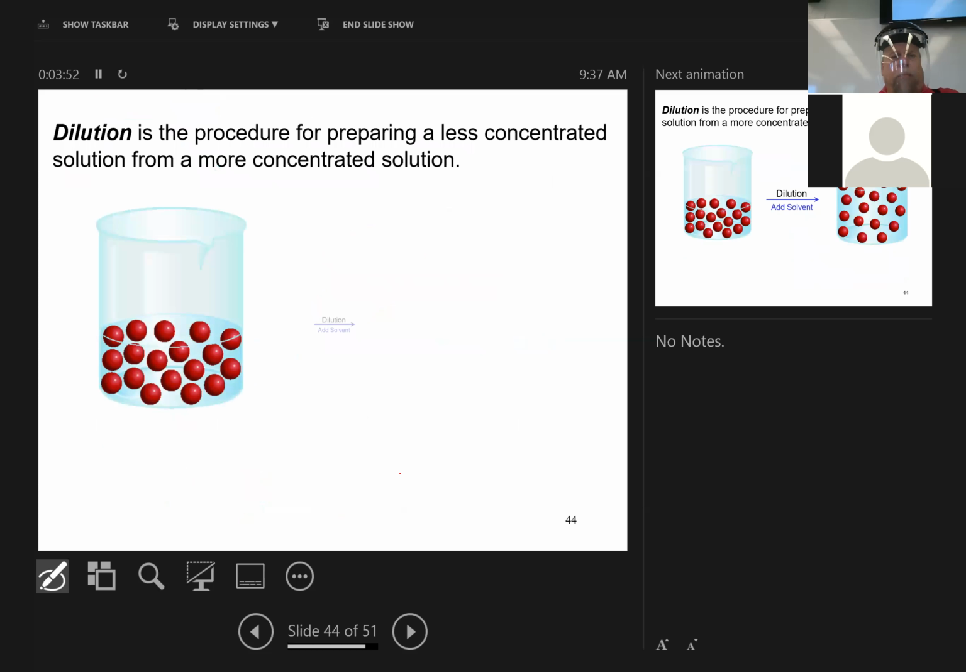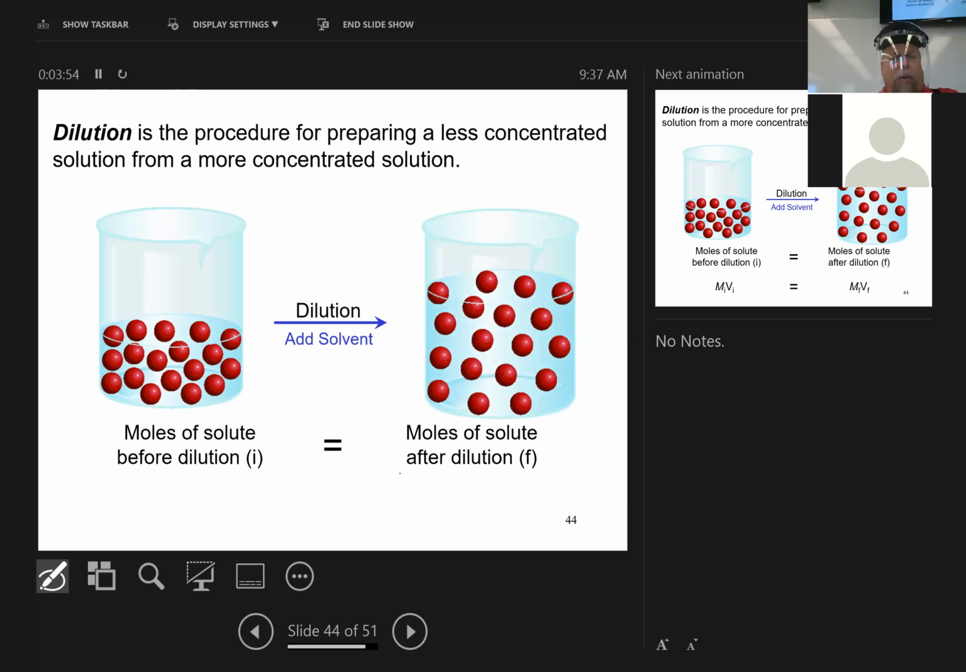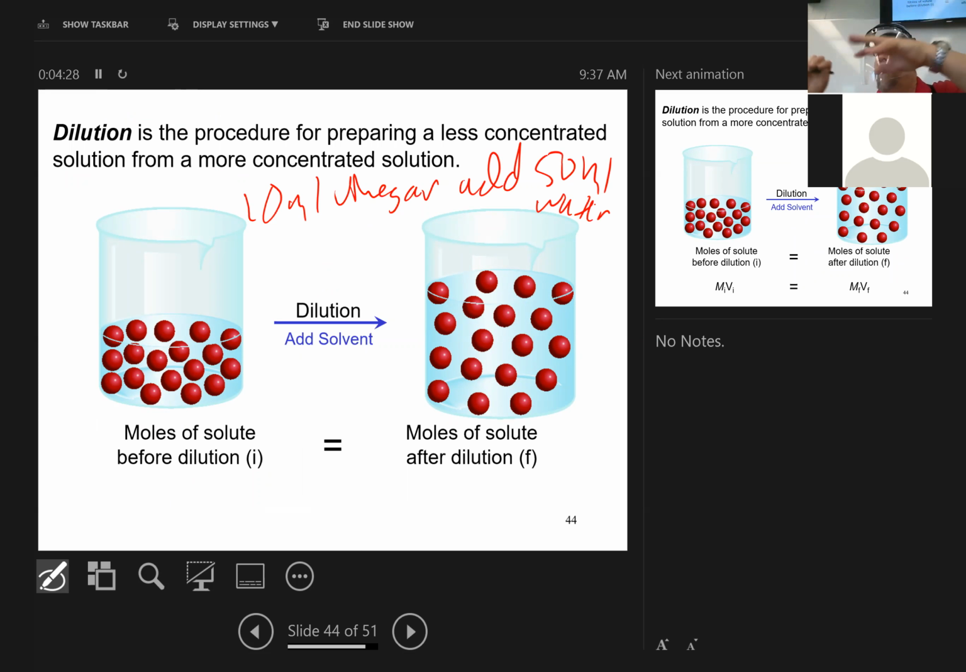Dilution is a process to make a less concentrated solution, and you have moles of solute before equals moles of solute after. The only thing you've done is add more liquid. That's essentially what you're going to do with the vinegar. You take 10 milliliters of vinegar, you add 50 milliliters of water to it. Does that change the amount of vinegar in the solution? No. All it does is separate them and make them further apart.